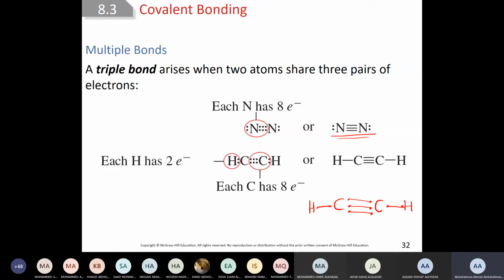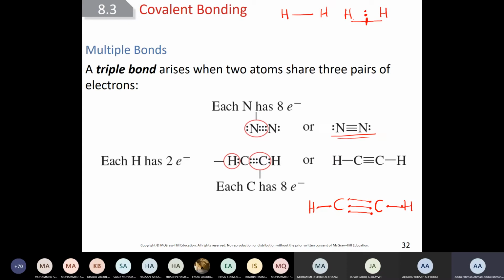Good. Now, I want to say one thing before I go to the next slide. If we have hydrogen and hydrogen, we can draw them like this. But we can also draw it like this. It's the same thing. And I want to tell you now that the electrons are exactly in the middle between this hydrogen and this hydrogen. So if we have a line here, you'll find that the electrons are exactly in the middle between the two hydrogens. Is this clear?